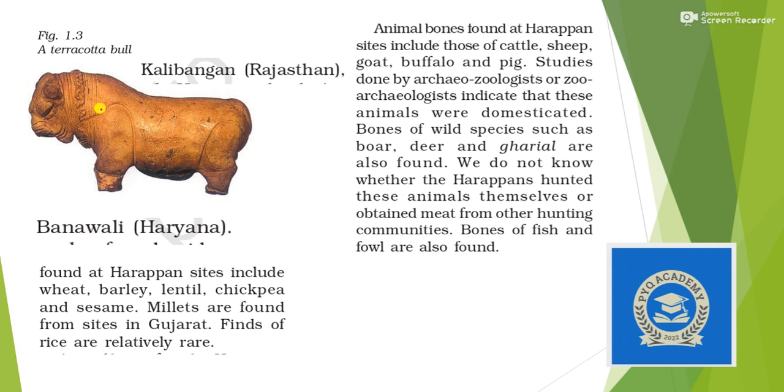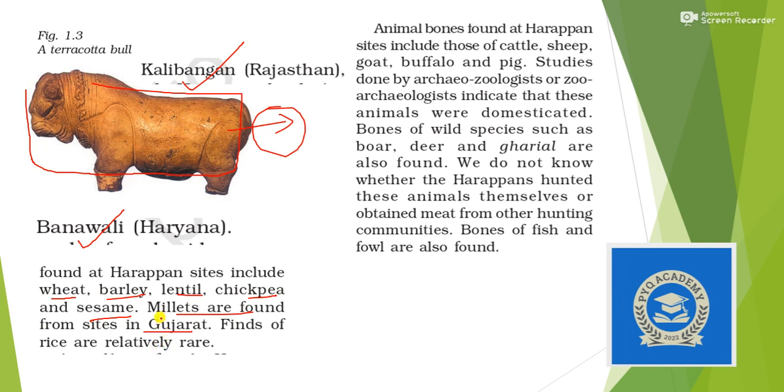Next, this is a terracotta bull. This suggests that the bull was present in the Indus Valley civilization. Another thing to remember, as I said earlier, is that Kalibangan is in Rajasthan and Banawali is in Haryana. Also, as written on that page, the various kinds of foods found in Harappan sites were wheat, barley, lentil, chickpea and sesamum. Millets were also found in sites of Gujarat.